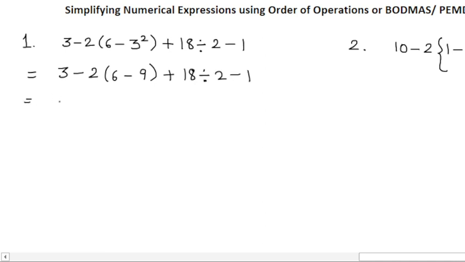The next step, we have the bracket coming up. We need to solve this bracket. So when you solve, you get 6 minus 9, which is negative 3. There is no sign placed between this 2 and this bracket, which means whatever is the outcome of this bracket needs to be multiplied with this negative 2. So I put a multiplication sign over here and the remaining things are written as they are.